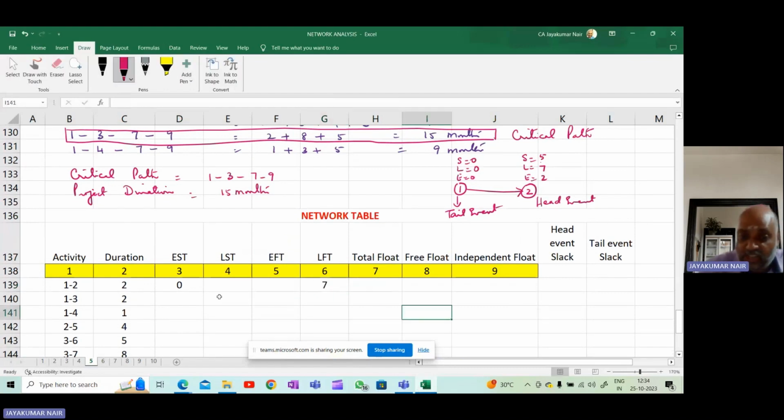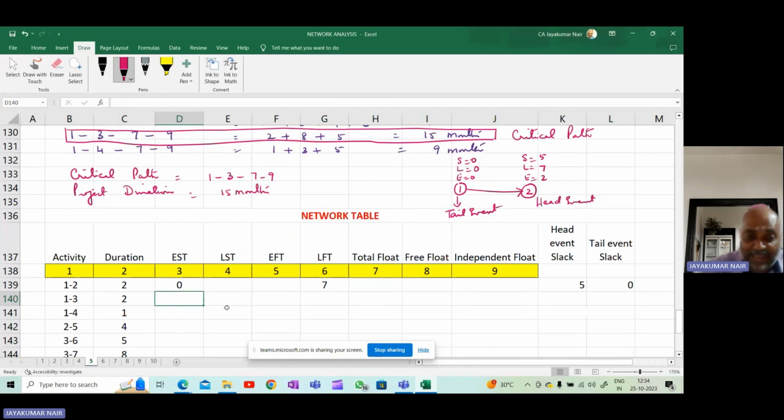So you fill for each activity. For activity 1, 2, from the tail event you take the E value, and from the head event you take the L value. That's how you fill it up here. And if you want, you can also fill in simultaneously the head event slack. Head event slack is 5, and tail event slack is 0. So you can fill this for each activity. Look at the network diagram and fill this.